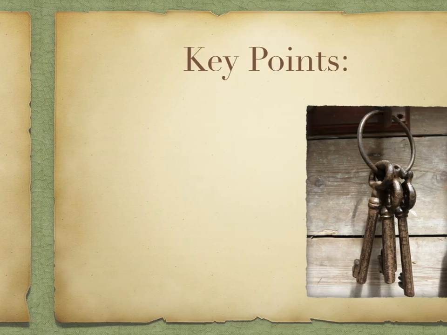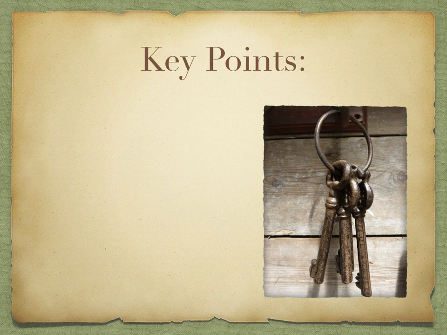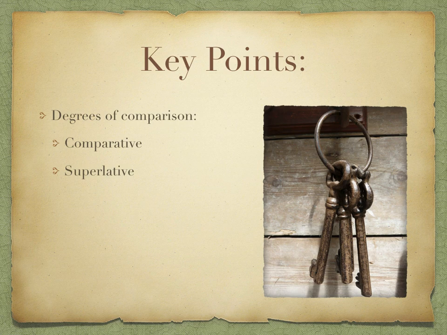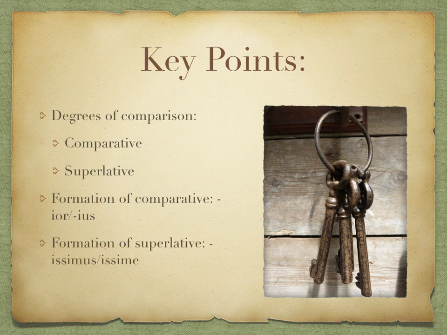Just to recap, here are the key points for this video. Number 1, there are three degrees of comparison: the normal form of adjectives and adverbs we know is the positive, the next is the comparative, followed by the superlative. To form comparative adjectives, we need an eor in them, and comparative adverbs have eos at the end. The superlative is formed with a double consonant, often a double s, so this issimos ending for the adjective and issime for the adverb. There are also a few irregulars in both the comparative and superlative forms that you should learn and be able to recognize.